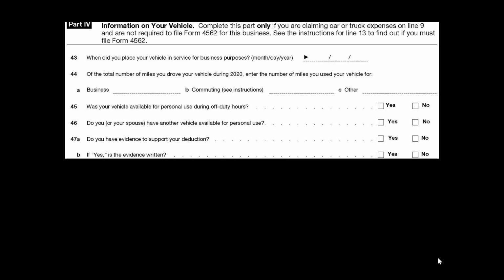Line 45 asks you whether or not you're using your car the rest of the time, and probably the answer is yes, unless you have a special vehicle just for art. Then it's going to ask if you have any other vehicles that you or your spouse can use. 47A is where they ask if you really mean it. Do you have evidence to support your deduction? And is the evidence written?